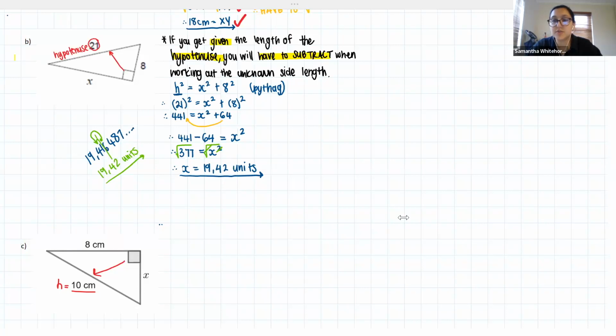Christian, it would change if it was cubed, because then we would be cube rooting, not square rooting. But Pythagoras only works with squares. Okay, I like what I'm seeing so far. Guys, just remember, it's in centimeters. So your answer must have centimeters in it.